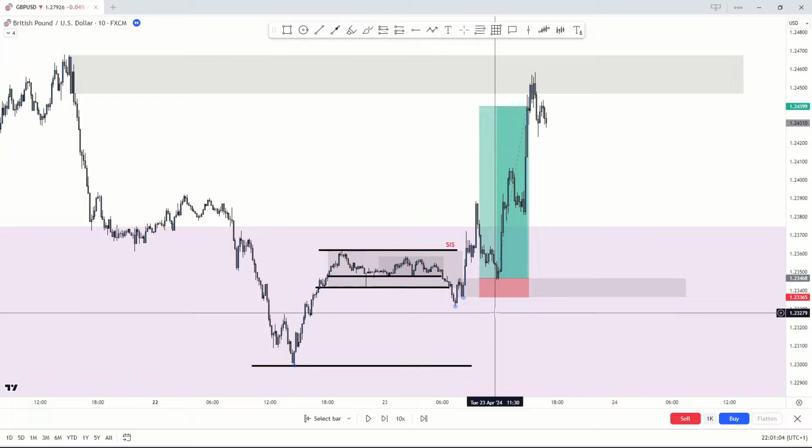And yeah, this was an easy and simple 5-step process that hopefully you guys have now learned and can emulate onto your charts.